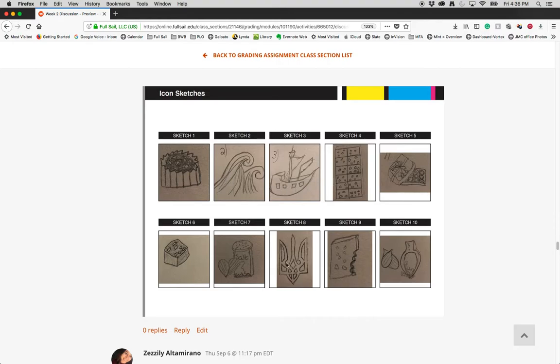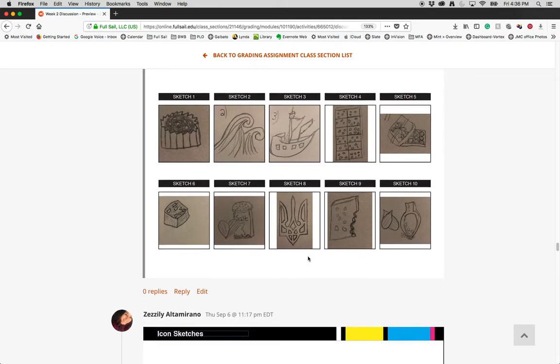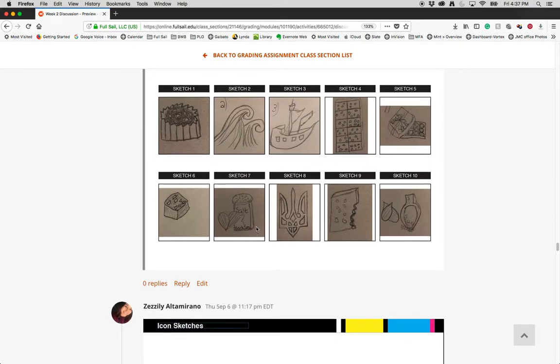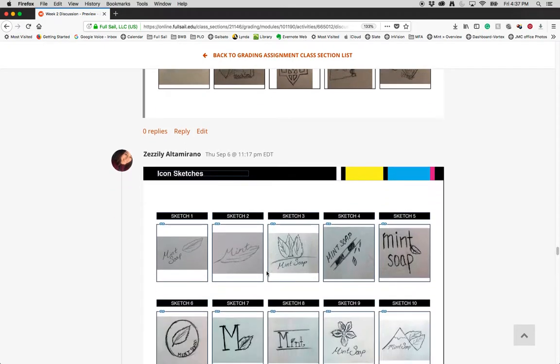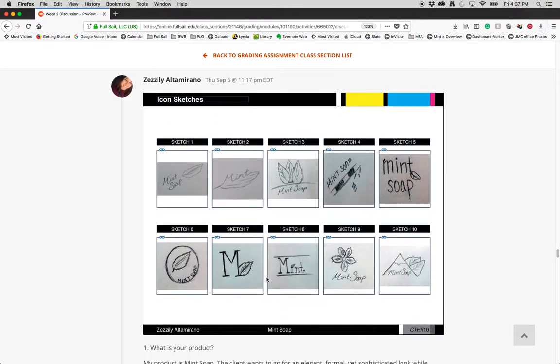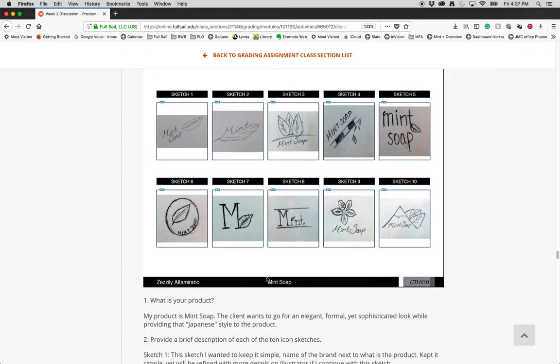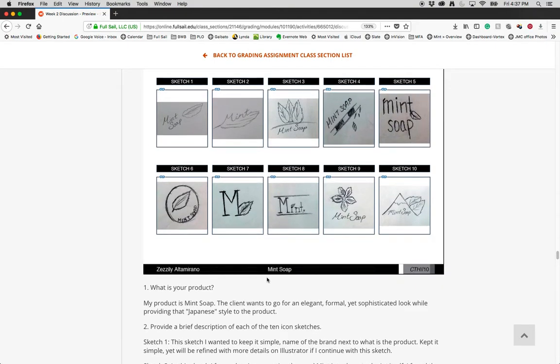The waves, something with this, but you'd have to give it your own unique take on the anchor to make it unique to this brand. So think conceptually, see what you can come up with. And these sketches could be a little more high contrast too. But. All right, Zizli, you have mint soap, the soap that is mint.